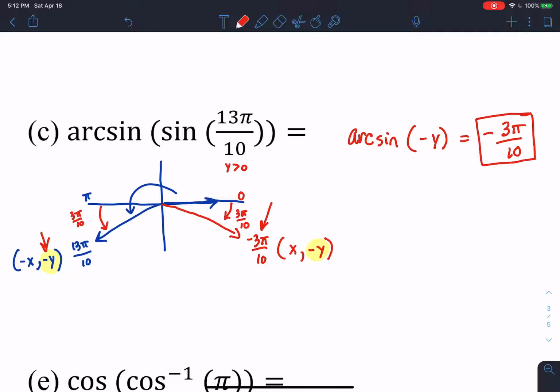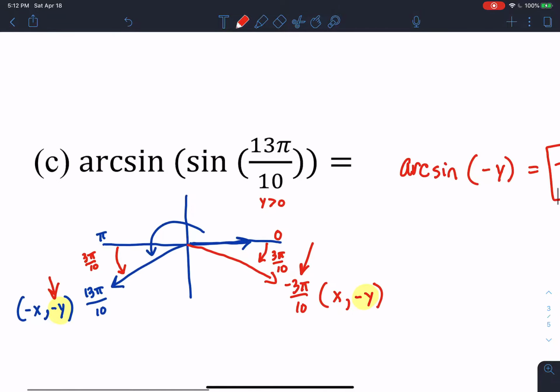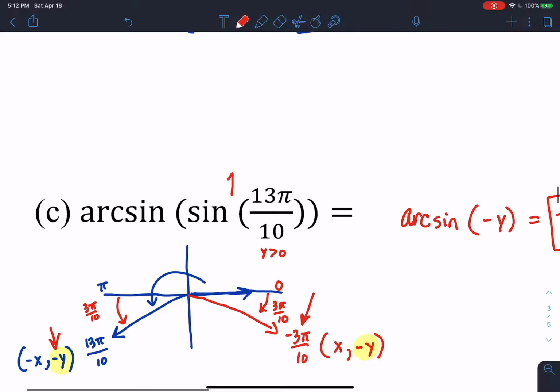So you're changing the angle that you're given to a place where you can use inverse sine, and it has to have the same reference angle. Again, this is going to give me a ratio, so arc sine of this ratio.